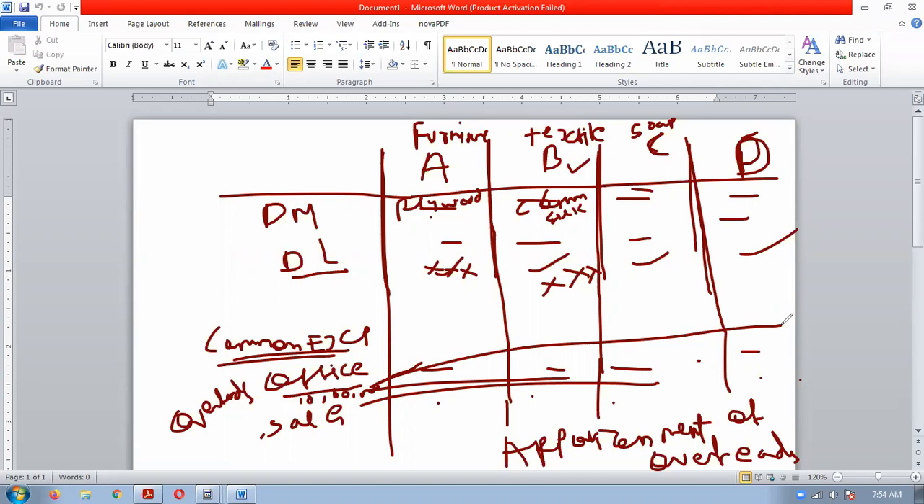Write and keep. Apportioning of overhead means charging of overheads to product. Apportionment of overhead means what? Charging of overheads to product. So overhead means indirect expenditure, or you can say common expenditure, which will be related to more than one product. And apportioning overhead means charging overheads to products. So this much understood, everybody? Clear? What is apportioning of overheads?